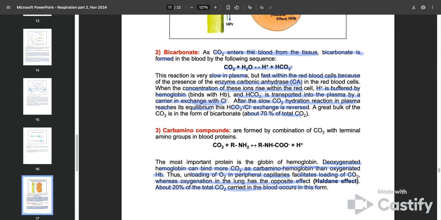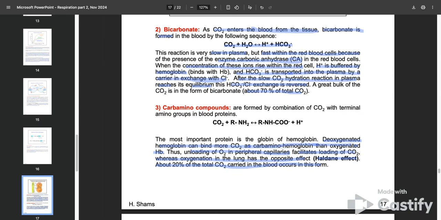It basically means that when you have more oxygen in the lungs, so you're going to have more hemoglobin binding to oxygen, what's going to happen? We're going to have unloading of carbon dioxide, less carbon dioxide bound. And when you have deoxygenated hemoglobin, like in the tissues, you've got deoxygenated hemoglobin, more carbon dioxide can bind.